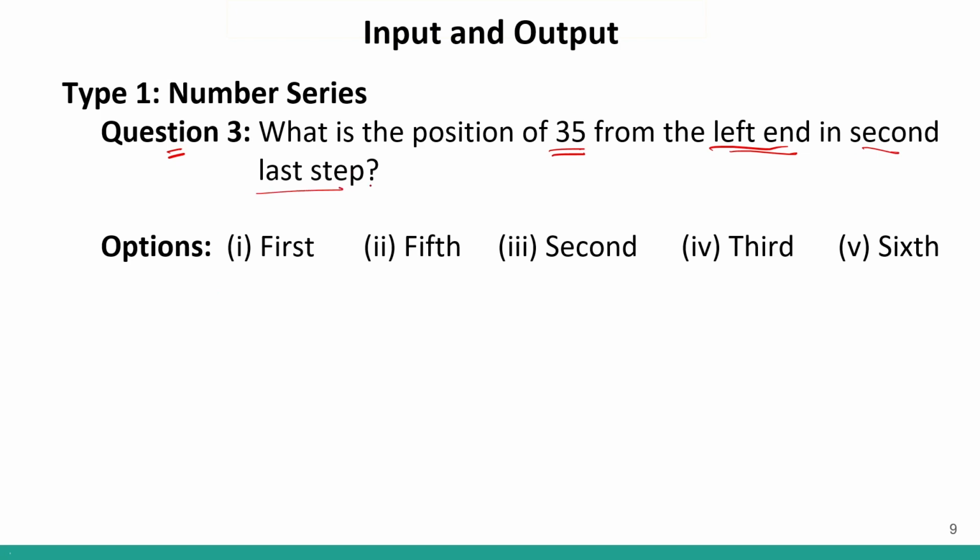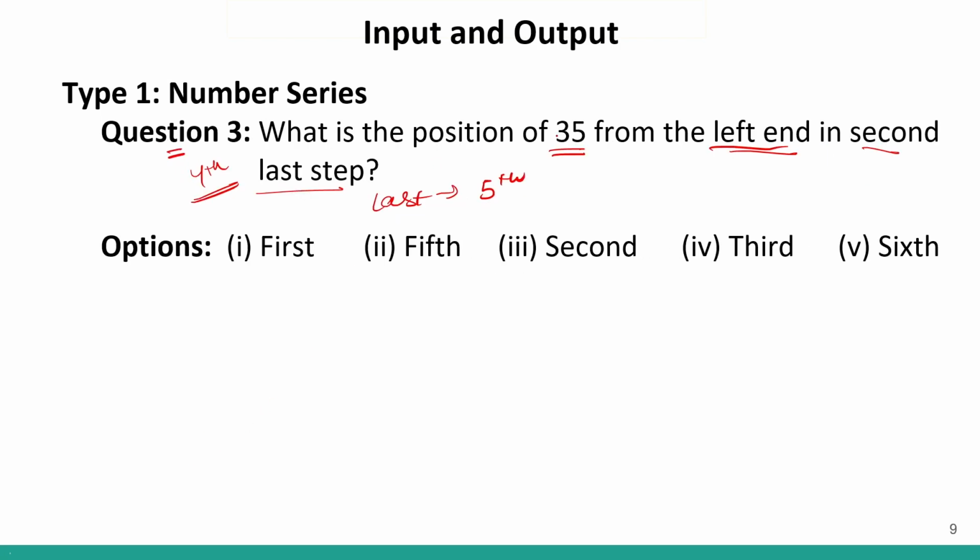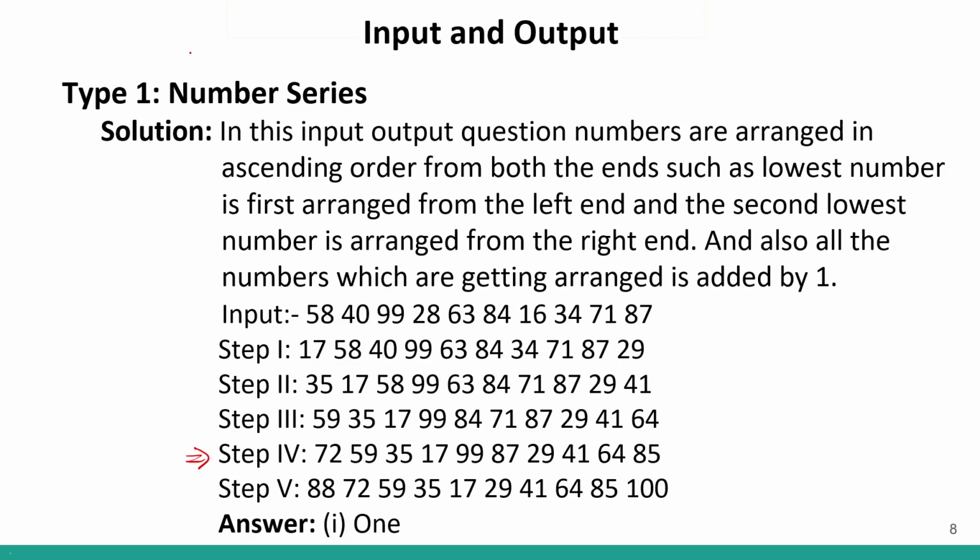So second last step for us is 5th step, correct? The last step is 5th step. So second last step will be 4th step. So we have to first look at the 4th step. So this step we are looking at. And we have to find the position of 35 from left. Correct? So this is our left and this is our right.